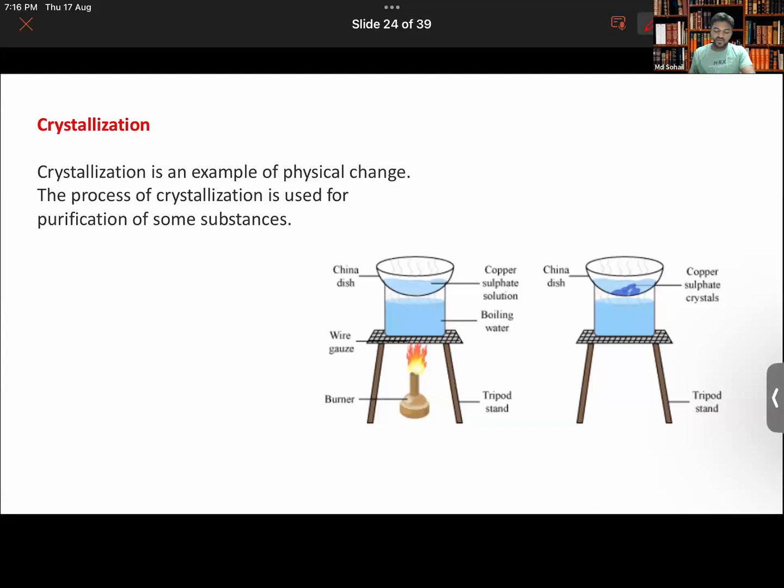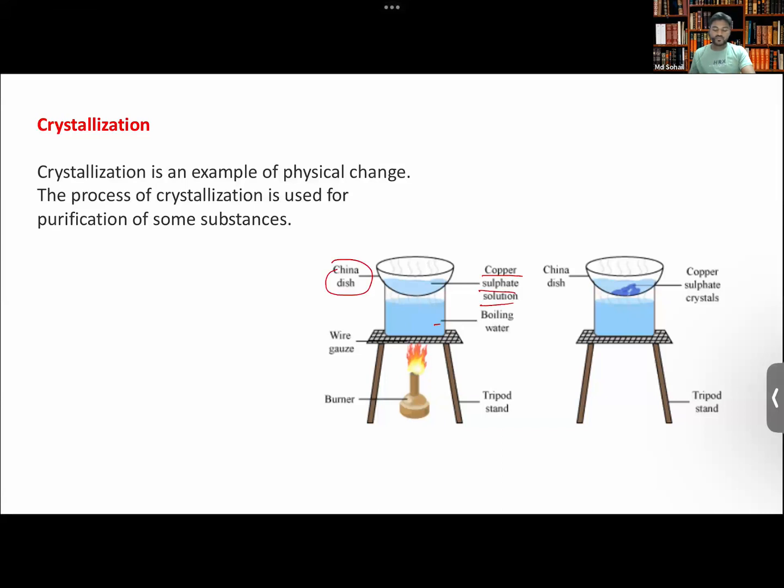So you have got some boiling water, and in this china dish you have taken some copper sulfate solution. You will boil it for a while and then allow it to cool. After some time, you will get copper sulfate crystals in this china dish. Seems quite simple, right? That is the process of obtaining crystals from the impure solid or liquid state.